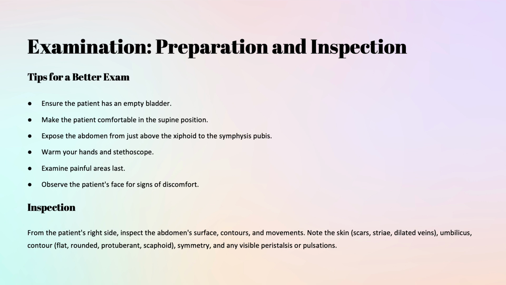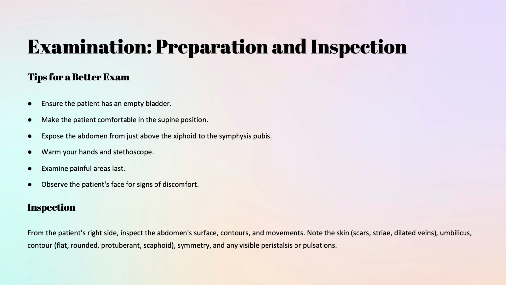We note if there are any skin lesions such as scars, striae, or dilated veins. Dilated veins such as caput medusae could be seen among patients with chronic liver disease. Striae, on the other hand, could be seen among those with Cushing syndrome. Of course, you could see scars if the patient has surgery beforehand. Should also note the umbilicus, the contour if it's flat, rounded, protuberant, or scaphoid.